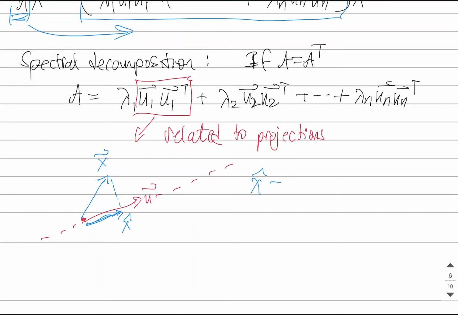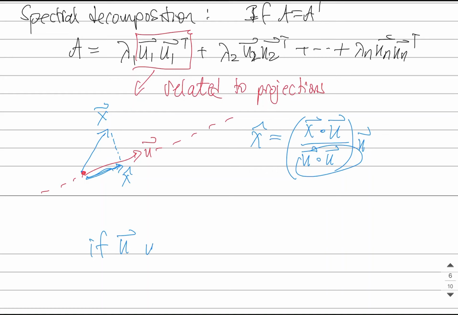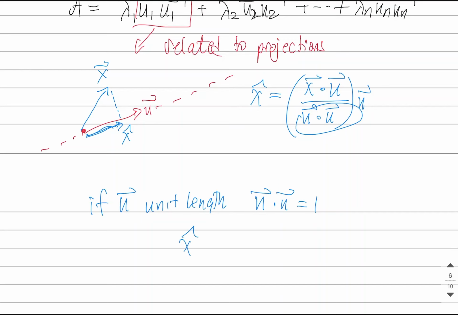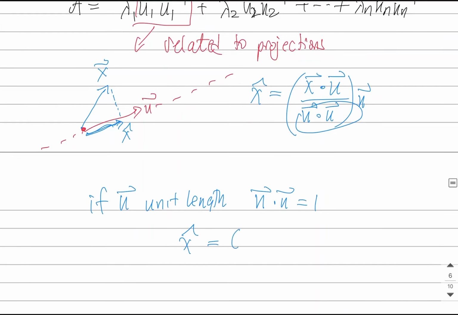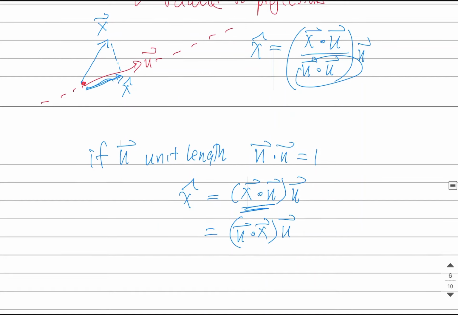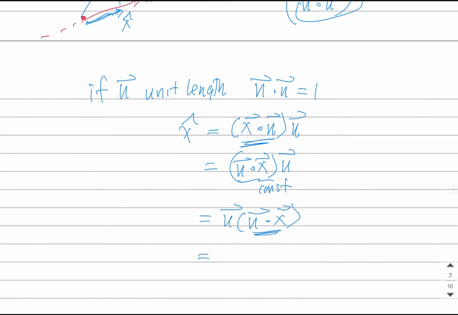So we've talked about this. X hat is basically just going to be x dotted with u, over u dotted with u, times u. If u is unit length, then u dotted with u is just 1. Its length is 1. And that means we are able to write this x hat as x dotted with u times u. And then we can reorganize this a little bit, right? We've talked a lot about this. We can say that this is u dotted with x, times u. This is just a constant, and because it's a constant, we can switch the order around and kind of write it like this. And we can now use this dot product notation.